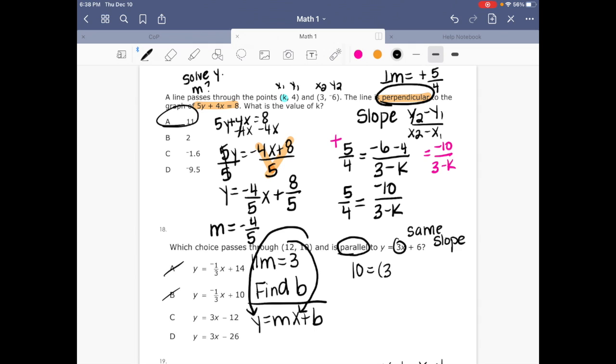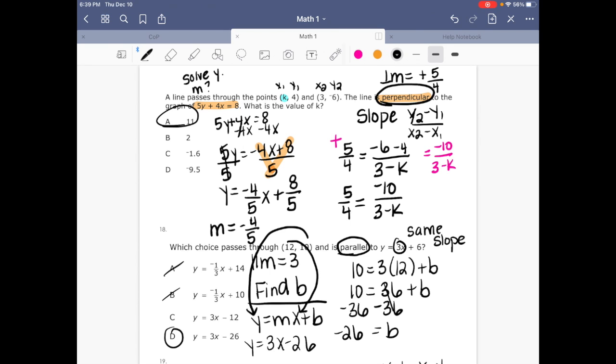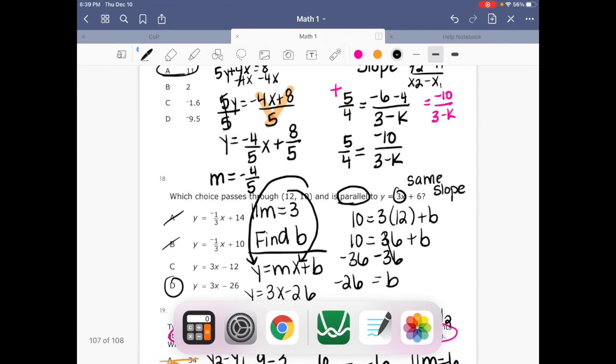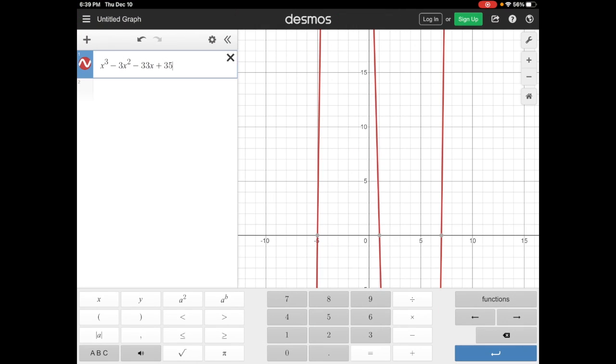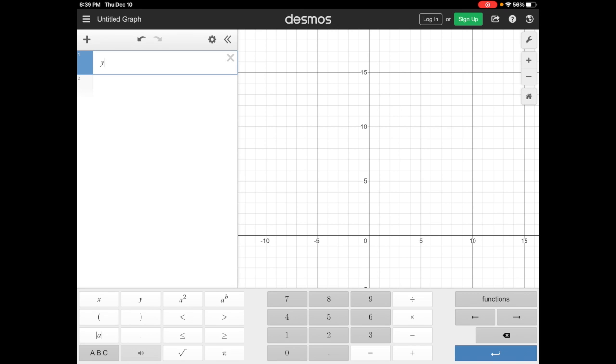So this is going to become 10 equals 3 times 12 plus b, because we're trying to find the b value. So we're going to do 10 equals, and 3 times 12 is going to be 36 plus b. Subtract 36, and b equals negative 26. So I have my parallel line, which is y equals 3x minus 26. Answer is D.